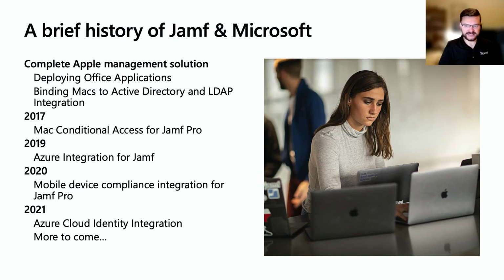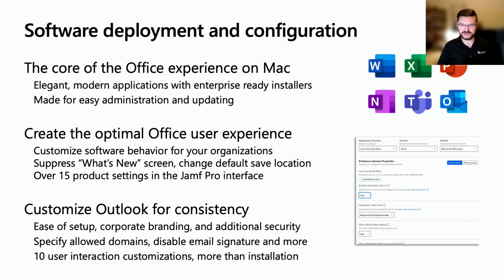To give more context and details to these features, let's start with the essentials of app deployment. Providing users access to the software and resources they need to be productive is one of the most foundational aspects of what Jamf does. Office 365 contains some of the most popular titles for the Apple platform. Jamf deploys and customizes these applications for use within your organization, reducing end user friction by suppressing what's new windows and eliminating IT tickets about default cloud save location. These are some of the ways that we help manage these preferences with Jamf Pro's built-in settings management.